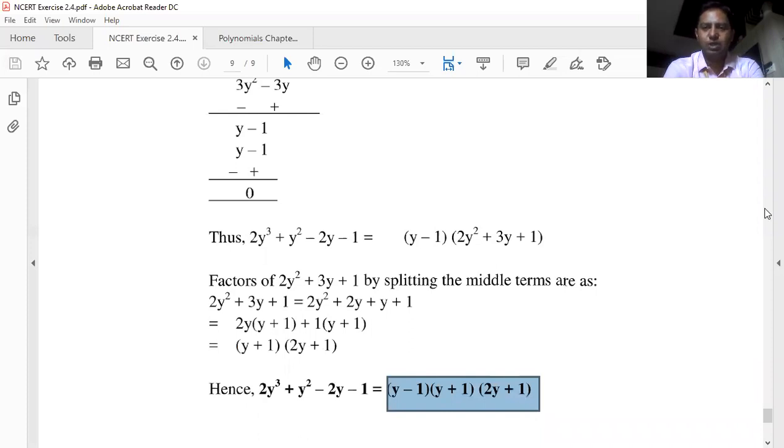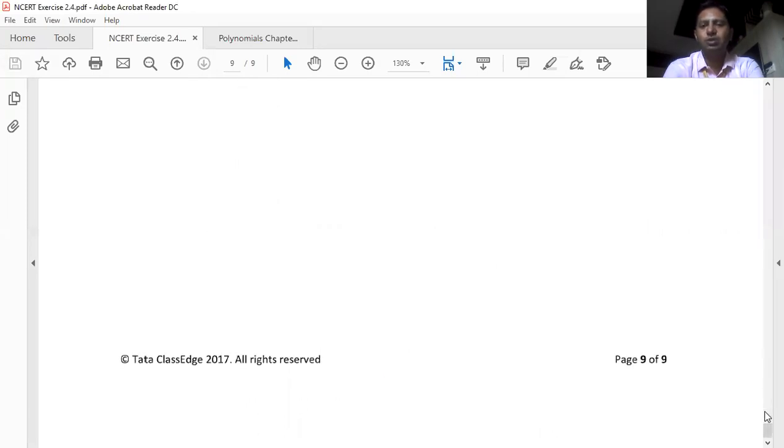And the last two questions, that is the factorization by middle term splitting and the factorization of cubic polynomials, are very important from the examination point of view. So just be prepared for these questions. This will surely help you out in the examination.